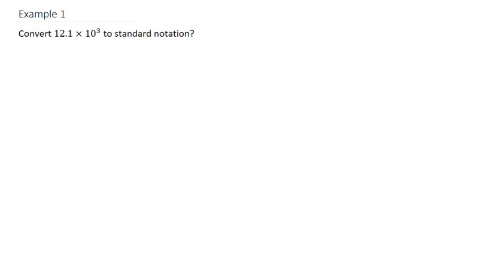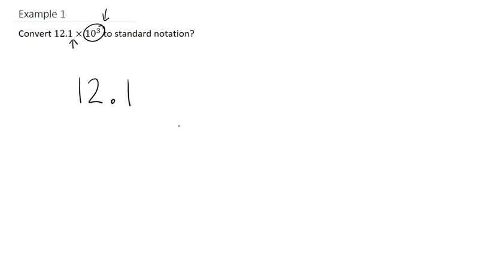Example 1. Convert 12.1 times 10 to the third to standard notation. So right now it's in scientific notation and we want to convert it back to standard notation. So we have 12.1. Then we have this 10 to the third. We see the exponent is positive 3.